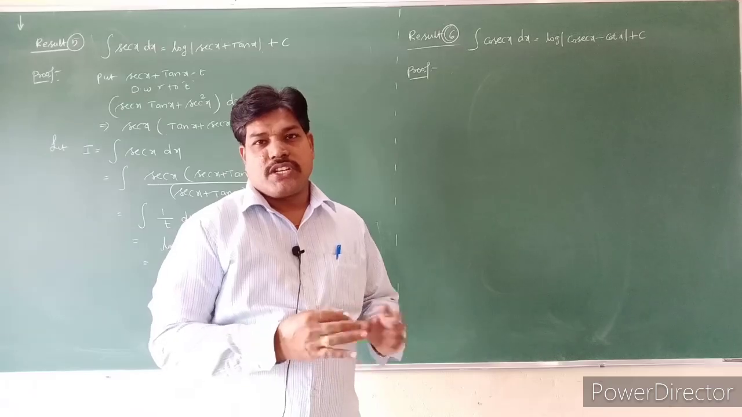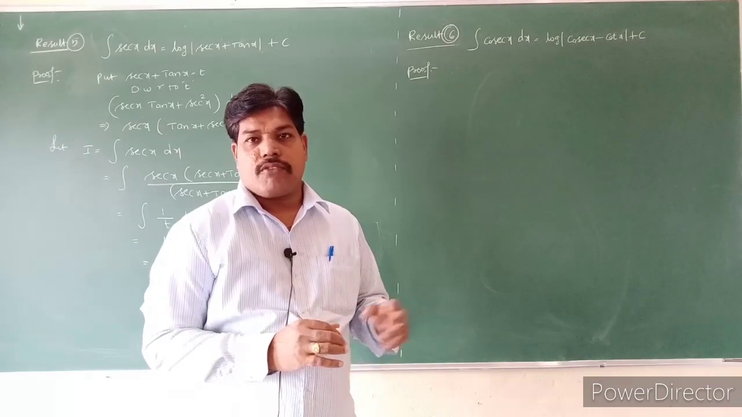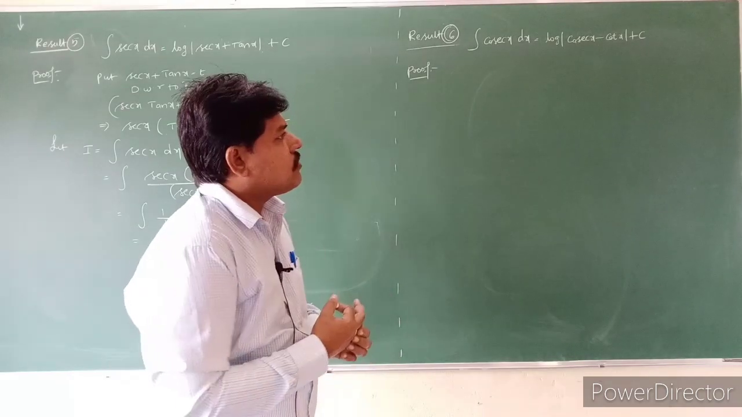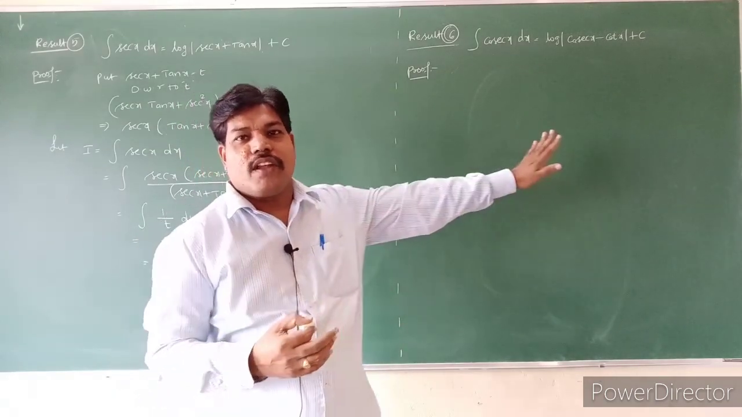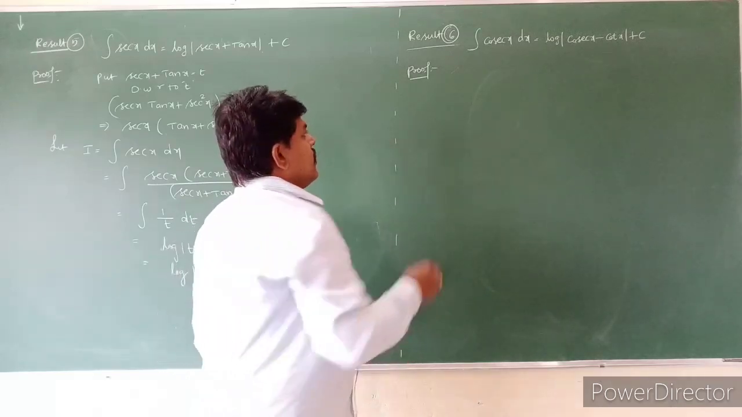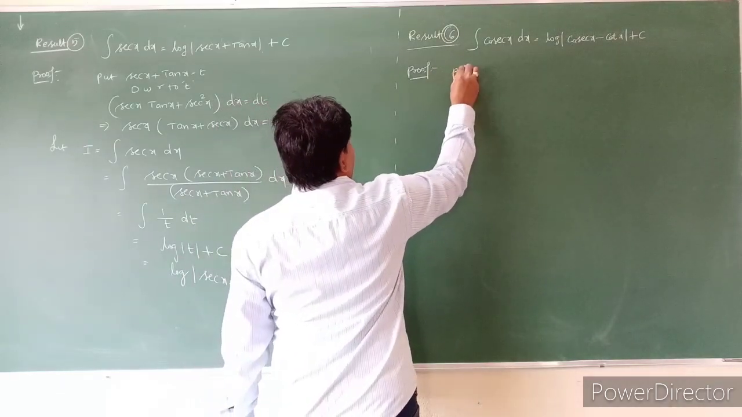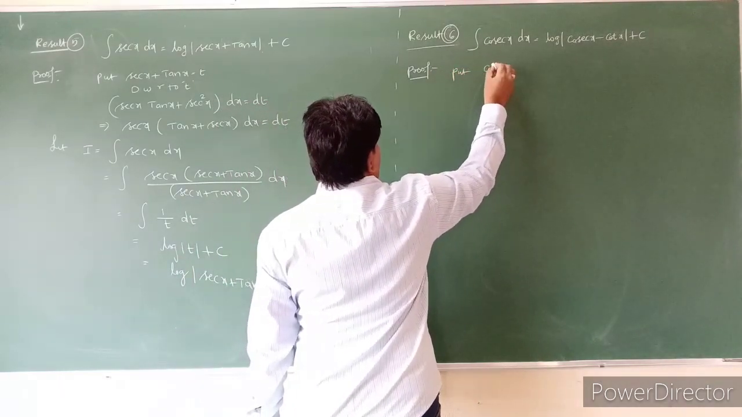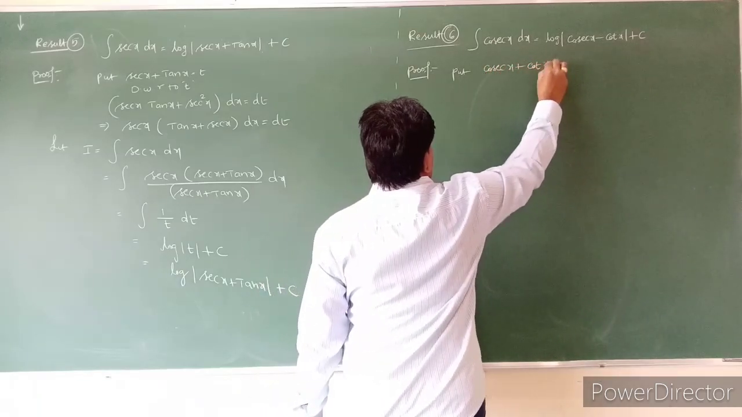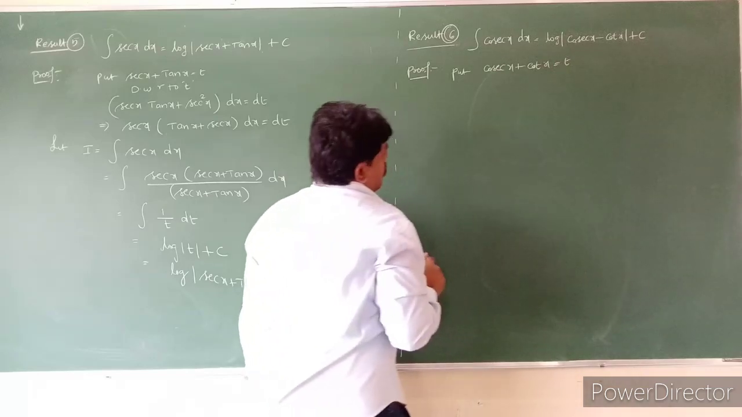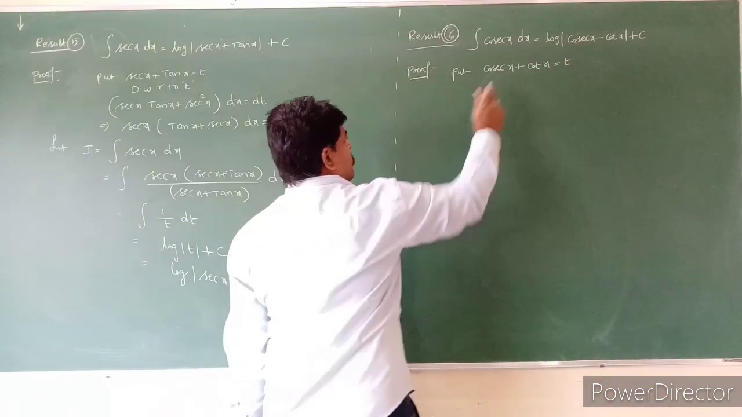So how do we solve this question, students? This is a very important formula once again. Here also we will do the same as in the previous question. First we will take cosecant x plus cot x equal to t.